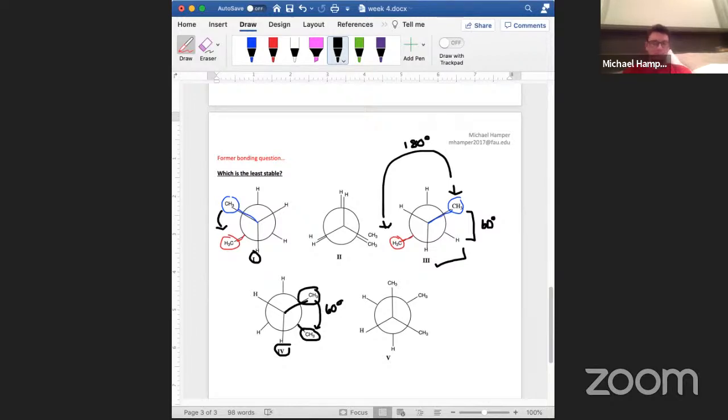He would tell us in which direction to rotate it, right? He could say clockwise or counterclockwise. But he's more likely to give you a set of Newmans and ask, what's the conformation of this?